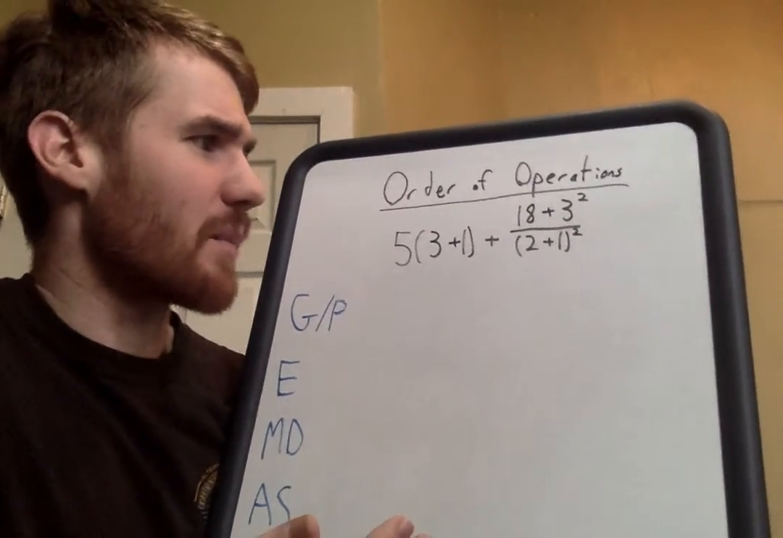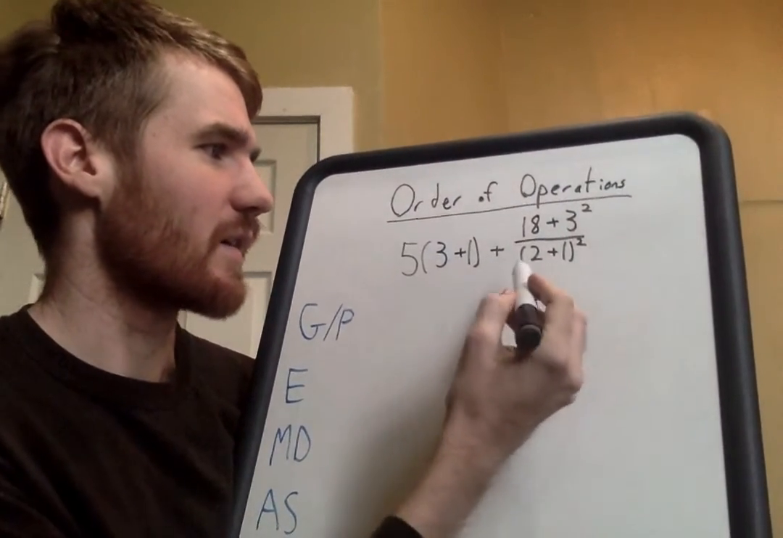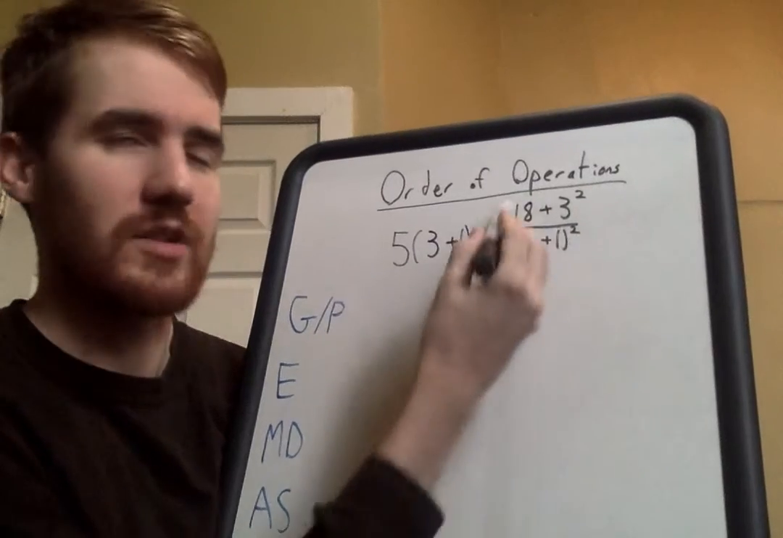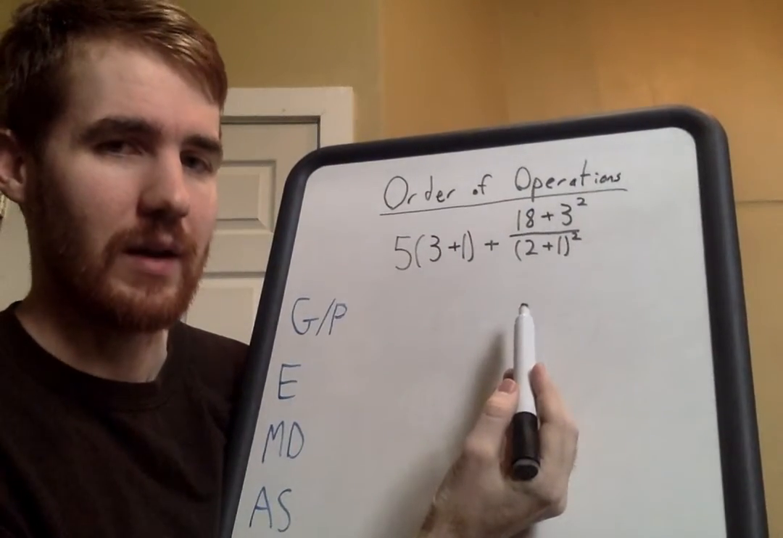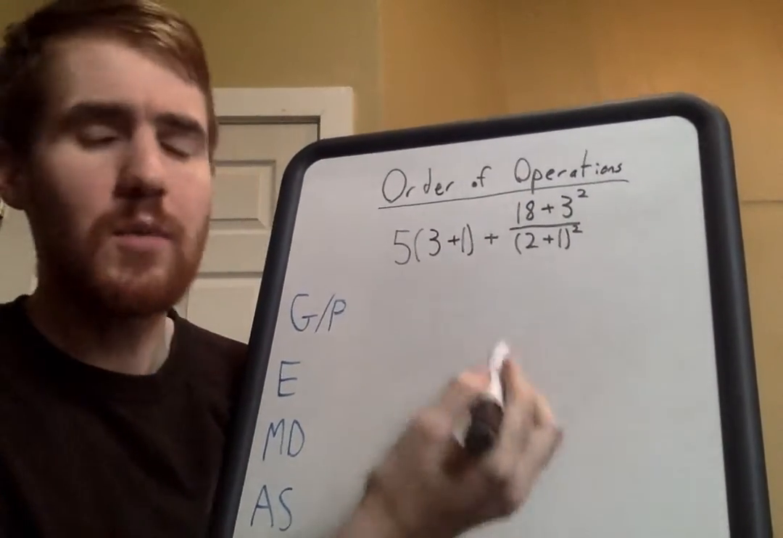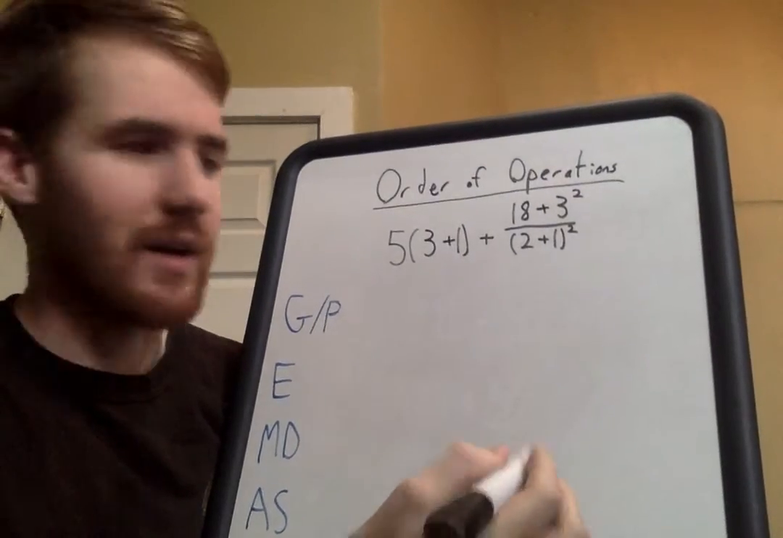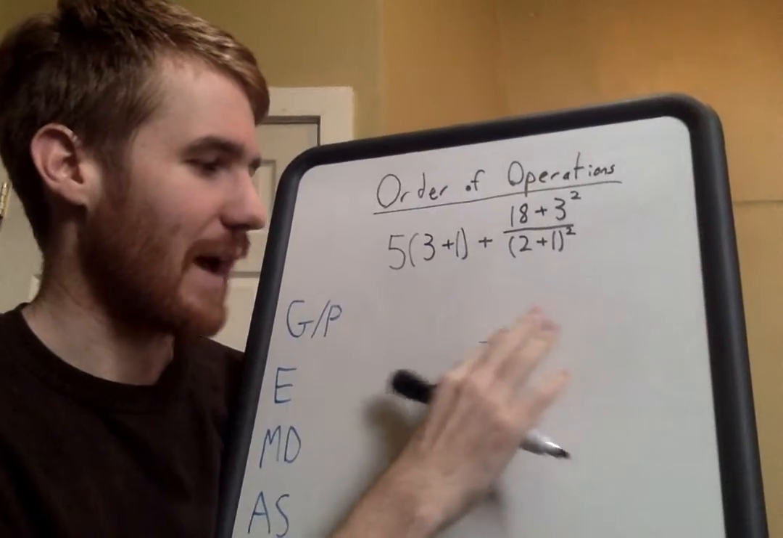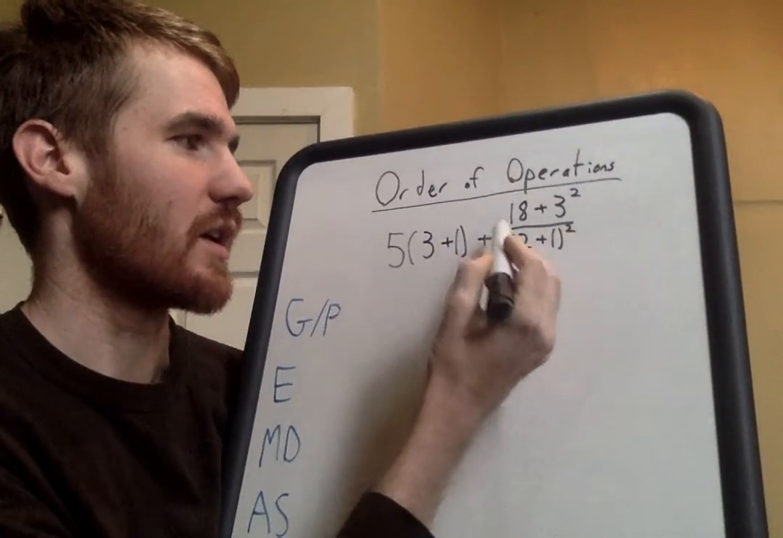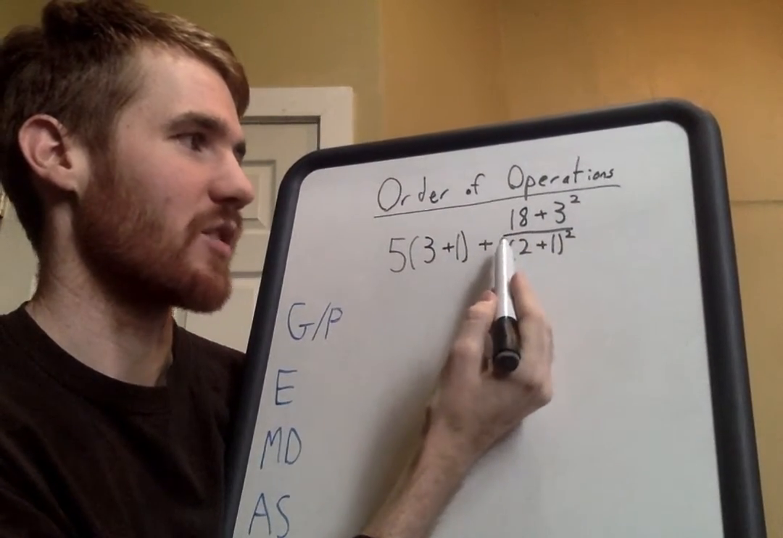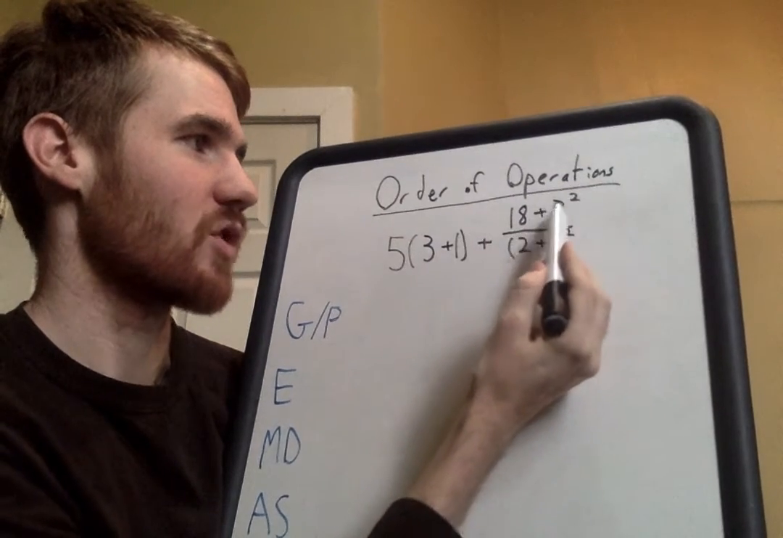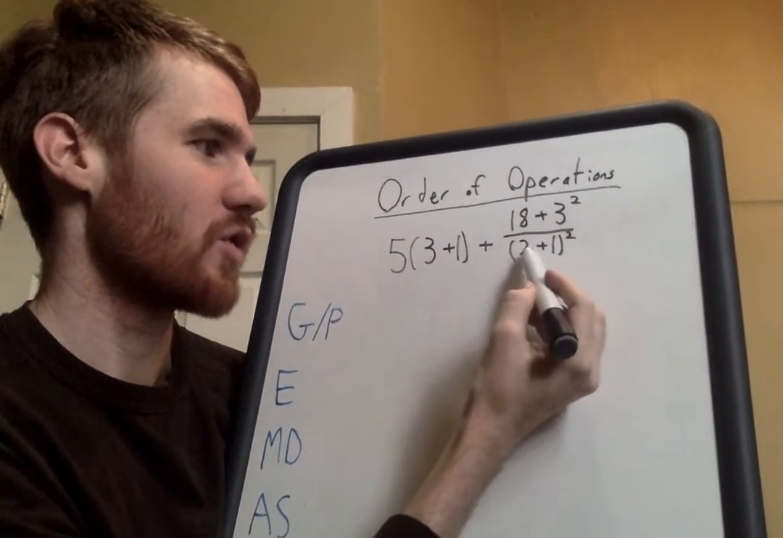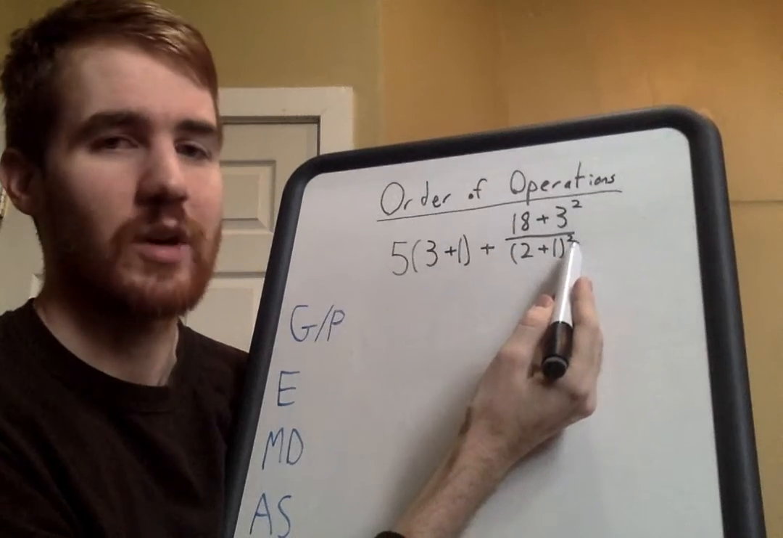Now the thing that makes this problem tricky is we've got this complicated division or fraction problem depending on how you want to think about it. The more advanced you go in math, like when you go in college, we never use division symbols like this anymore. That's just a thing of the past. We always represent division as a fraction like we have up here. So here we have 18 plus 3 squared divided by 2 plus 1 in parentheses squared.